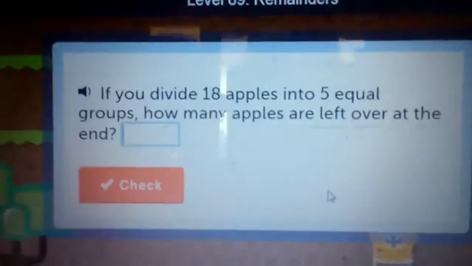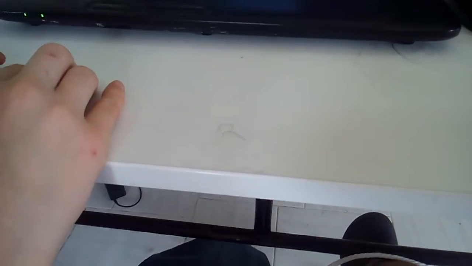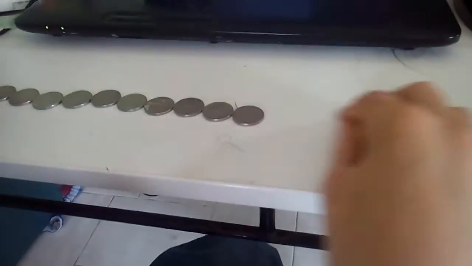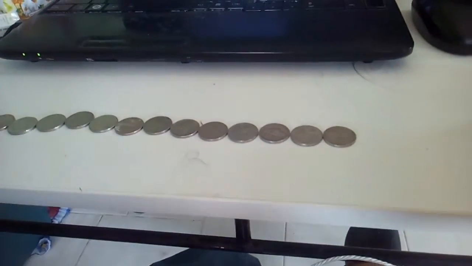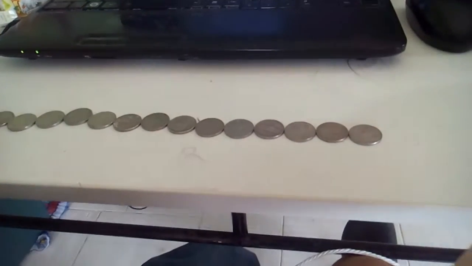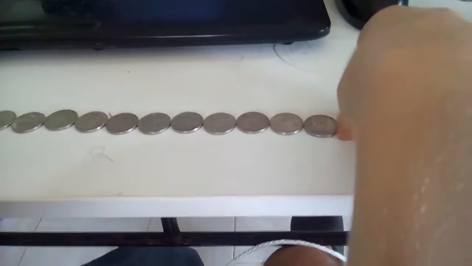You got it. What do we got? 18 apples. So how many do you have to count out? How many nickels do you have to count out? 1, 2, 3, 4, 5, 6, 7, 8, 9, 11, 12, 13, 14, 15, 16, 17, and 18.